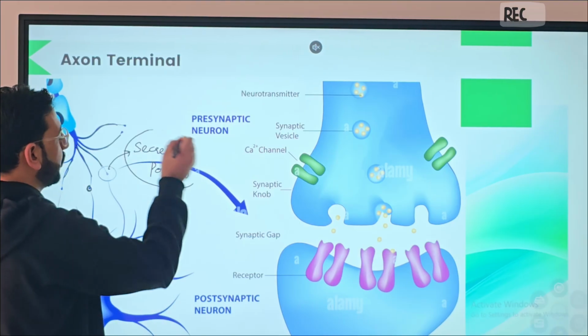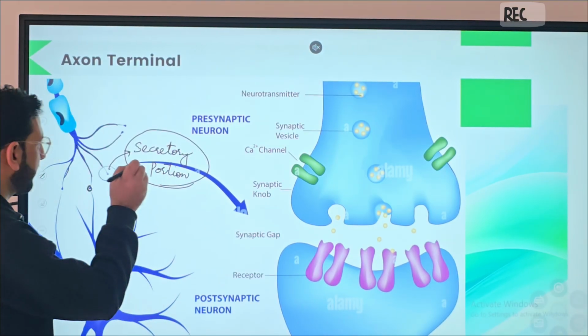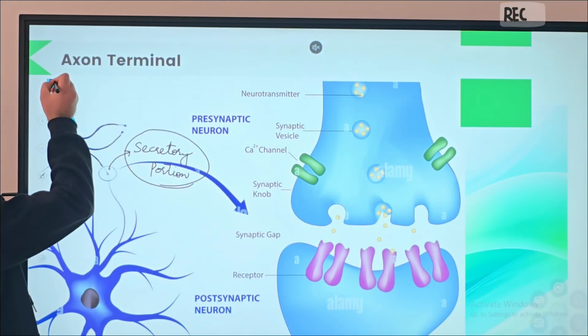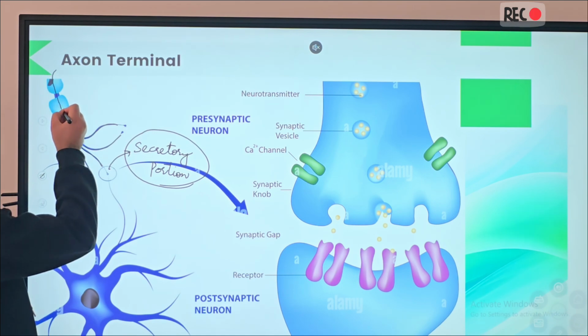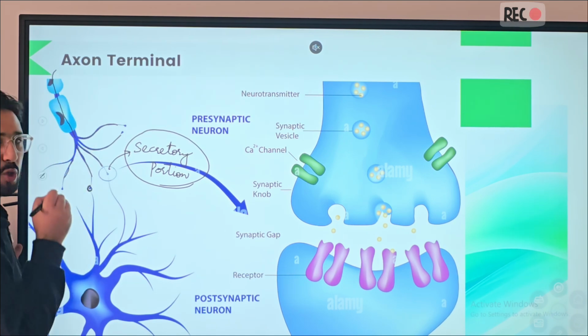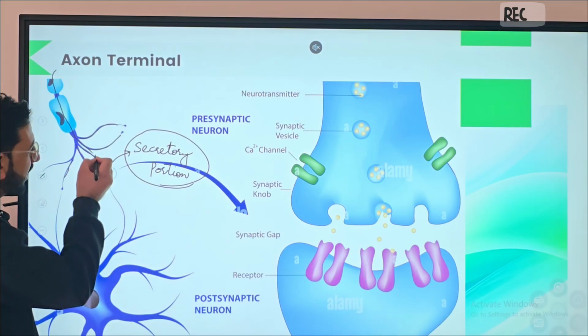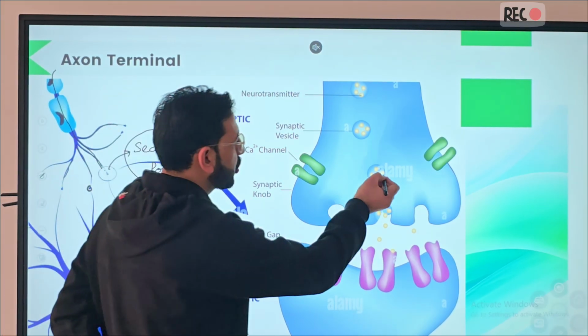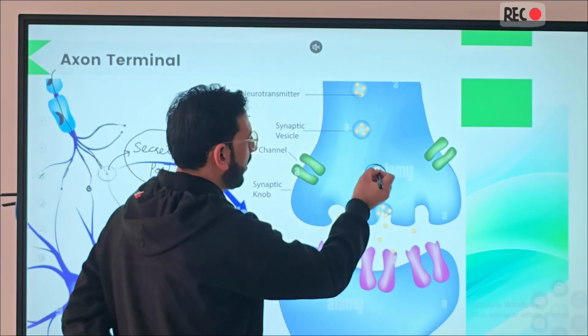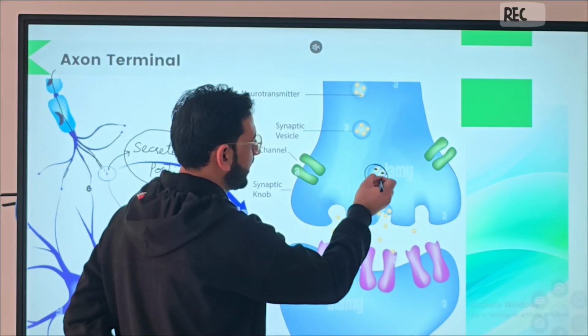Now, what did I tell you? The neurotransmitters are synthesized in the cell body, and from the cell body they come down the axon by means of the microtubules and the kinesin protein, and they reach the axon terminal, where they are stored in the form of vesicles. So, for example, here is the vesicle.